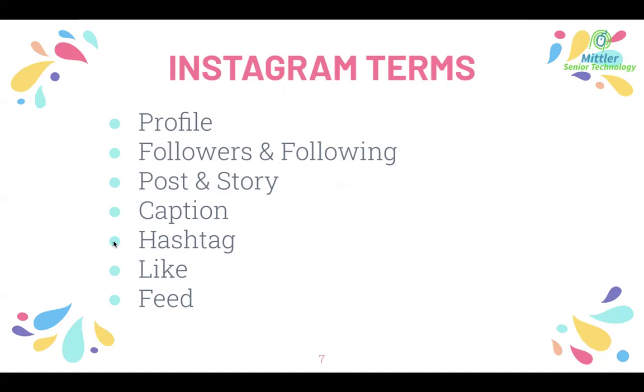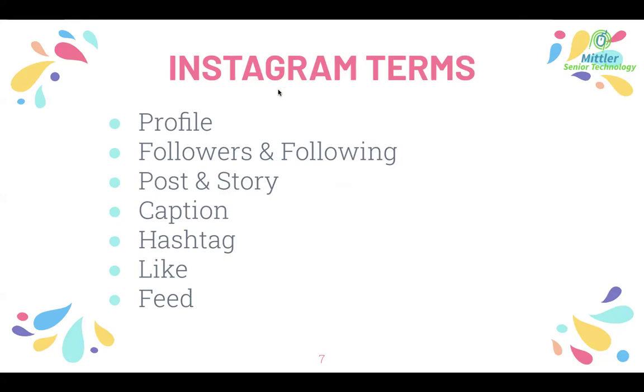Then there's a post and a story. A post is where you can share photos or videos, and it's there all the time unless you delete it. A story is something that is only there for 24 hours, so it will go away. A post could be related to a newspaper, something that stays for a long amount of time, and stories are much shorter.